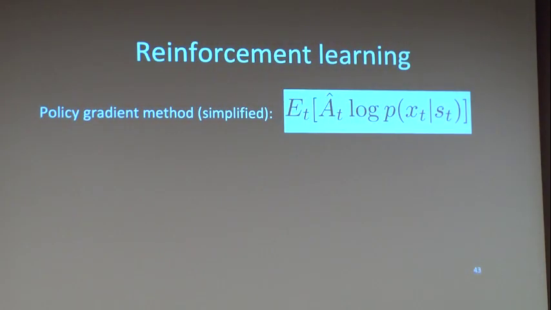Okay, so the one that we use is policy gradient method. Again, the simplified version is shown here. If you look at the equation, it's the same. It's the expected value, and it uses something called advantage function, A of t. And log p of x of t is basically the actions that you take from the neural network.